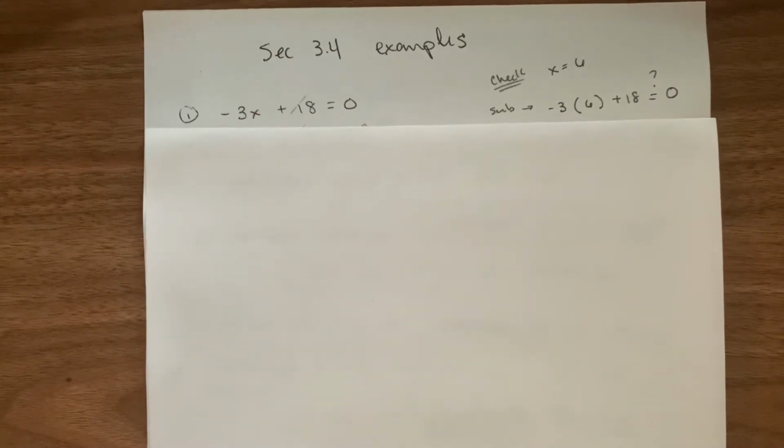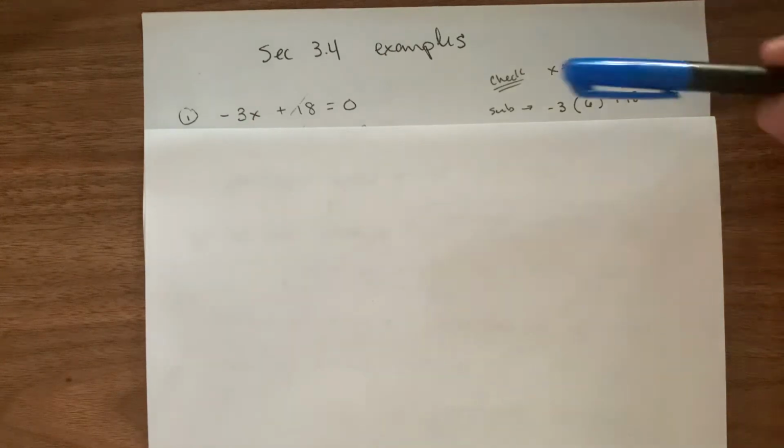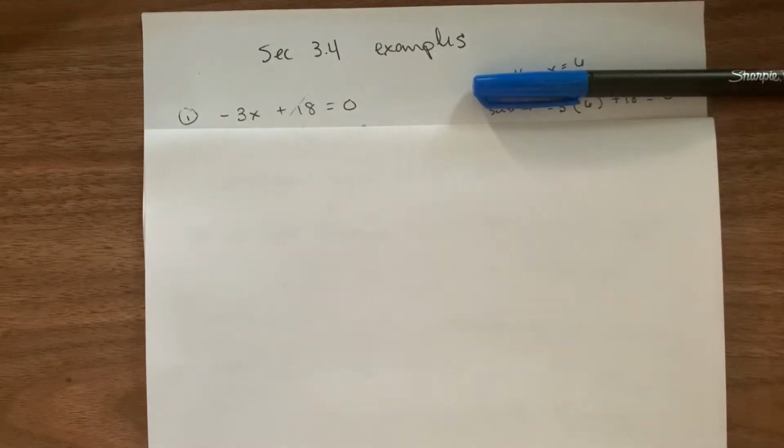Our first example, and I'll try to cover up this little bit here. So linear equation number one: negative 3x plus 18 is 0. To solve this, what we're going to try to do is combine like terms, group all the x's on one side, all the numbers on the other side. There's not really any like terms here to combine. This is about as short a one as we're going to see.